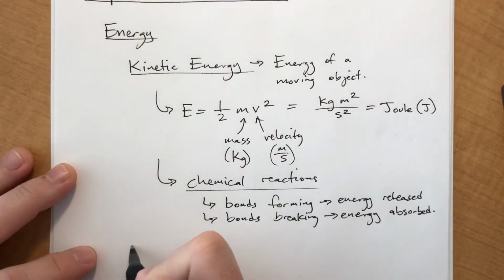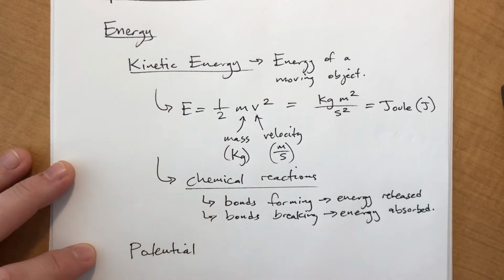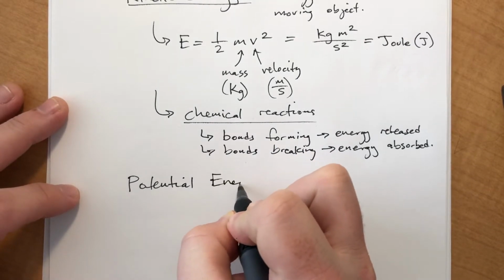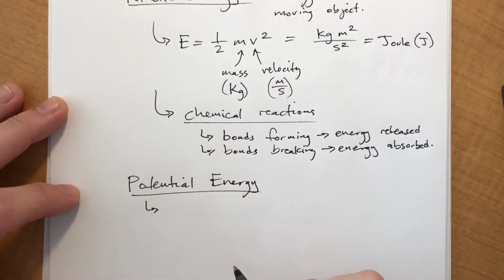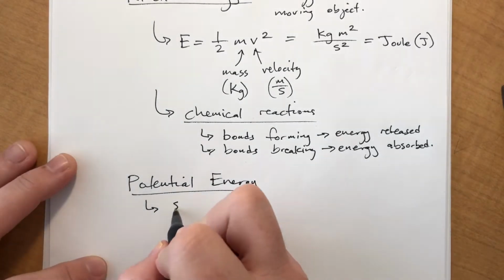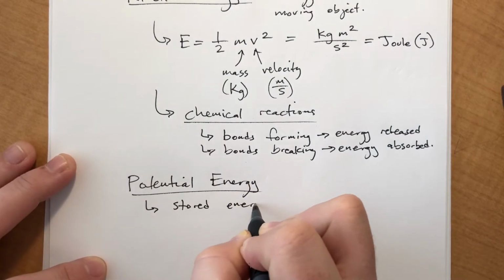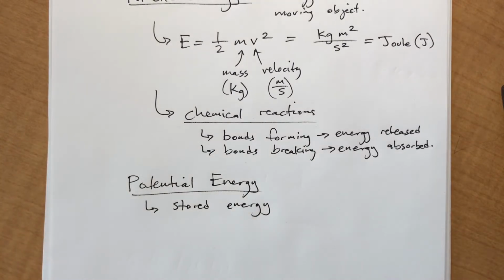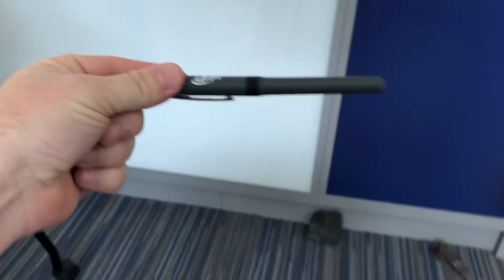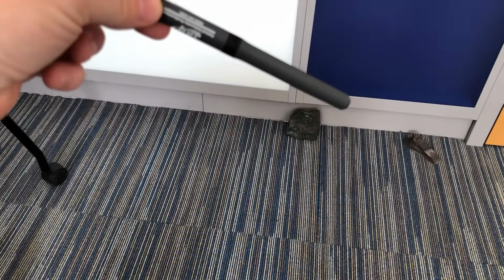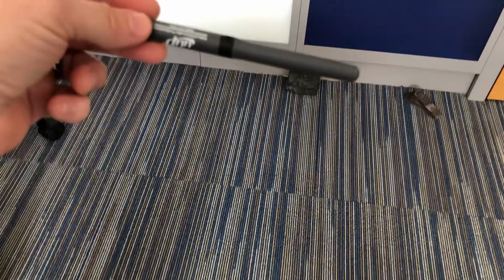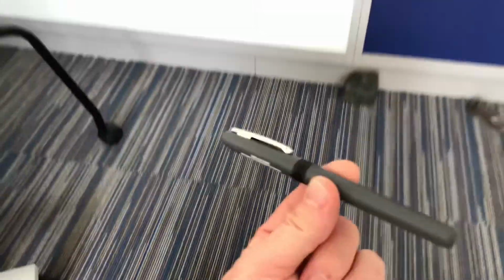Okay. There is also something called potential energy, and this is essentially stored energy. So, for example, if you have a pen and gravity pulls on it, the mass of this and the force of gravity are going to pull it down, and it falls. It has kinetic energy because it's falling.